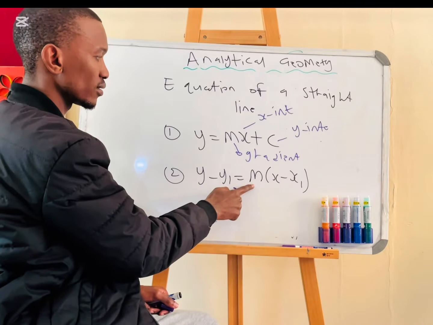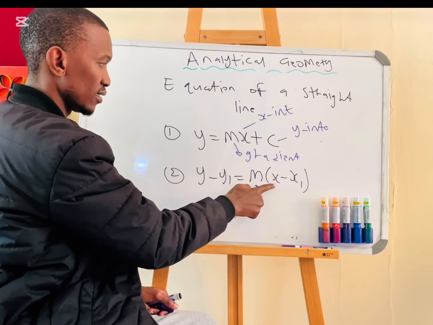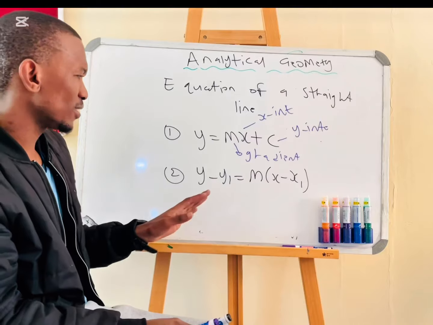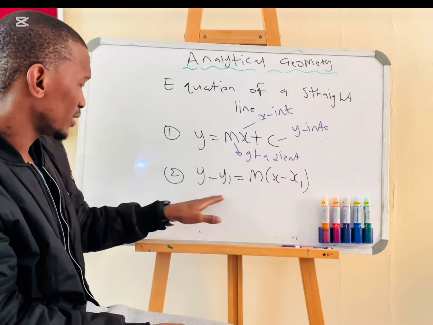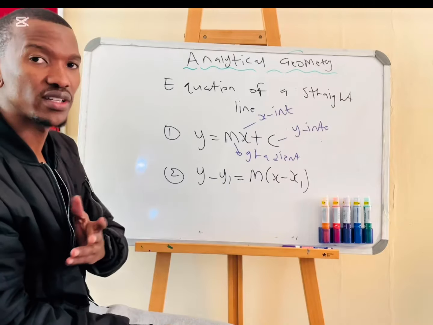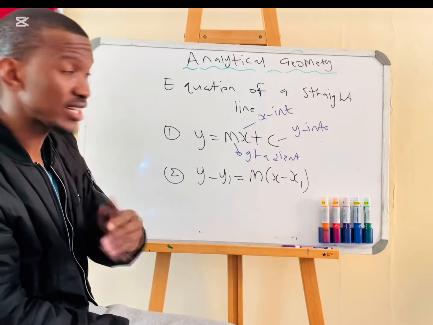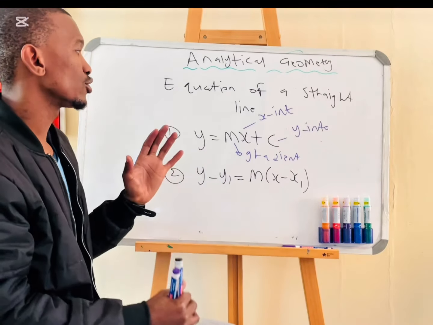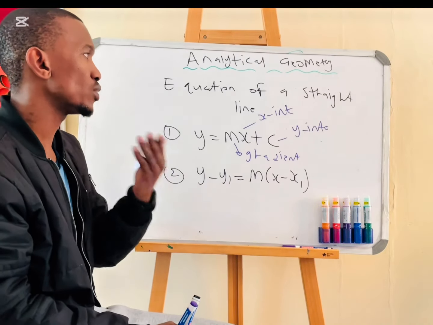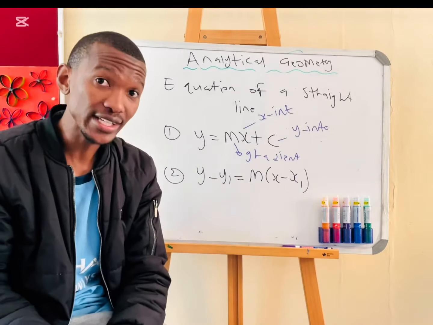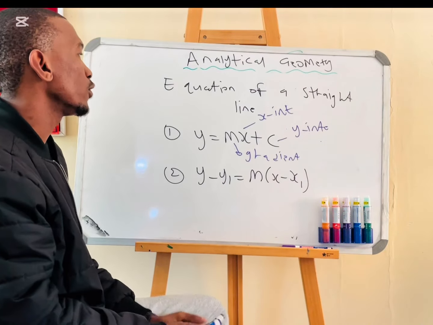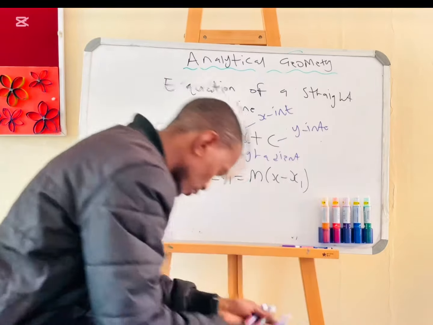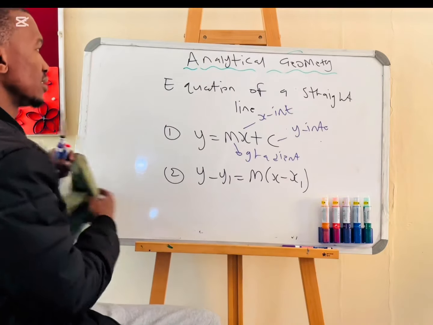Even this one is still the same gradient. You get it? So someone might ask, how do you use the bottom one? Don't worry, I'm going to show you how to find the equation of a straight line using this one or this one. For now, know that there are two equations we can use to find the equation of a straight line. And to find the gradient, always have two points. Good stuff. Let's continue to something else.